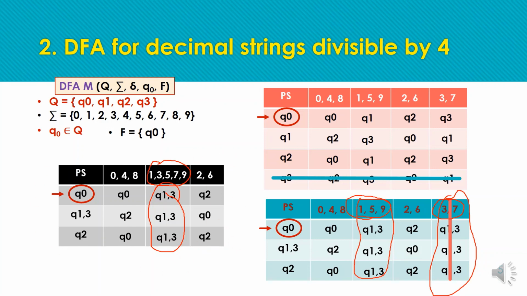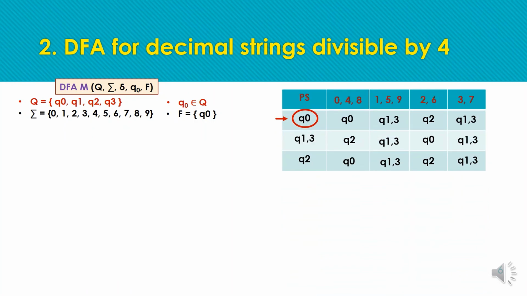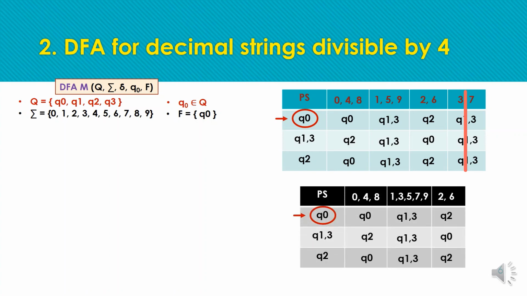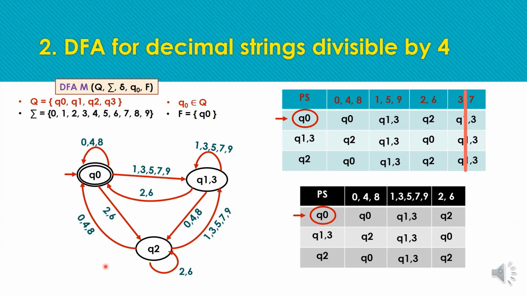Now let's construct the transition diagram for this resulting transition table. So the transition table is this, as we have cancelled out one of the columns, and the resulting transition diagram is this. We have merged the input sets from this and this into one set 1 3 5 7 9, and this is the resulting transition diagram for this problem, decimal strings divisible by 4.